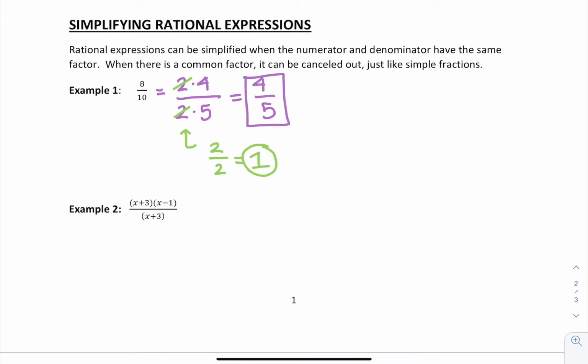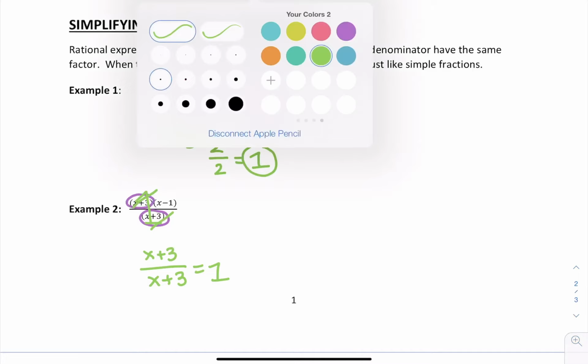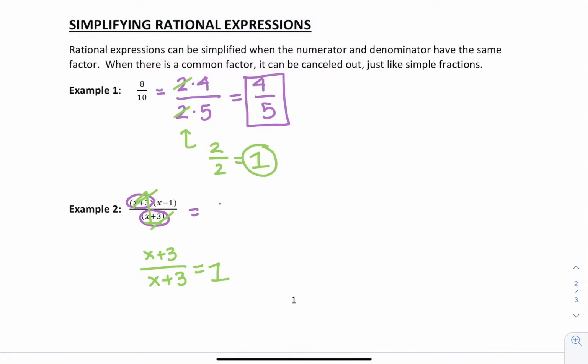If we have something similar, but now we have algebraic expressions, we have an x plus 3 on the top over x plus 3 on the bottom. So what we can do, we know x plus 3 divided by x plus 3, well, anything divided by itself is just 1. So this is really just like a fancy form of 1, which means it cancels out. So all that we are left with is the x minus 1.